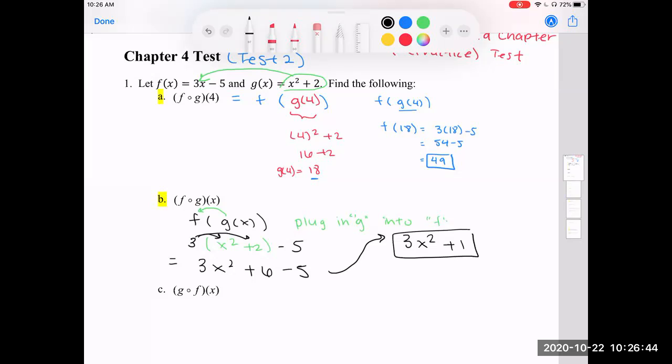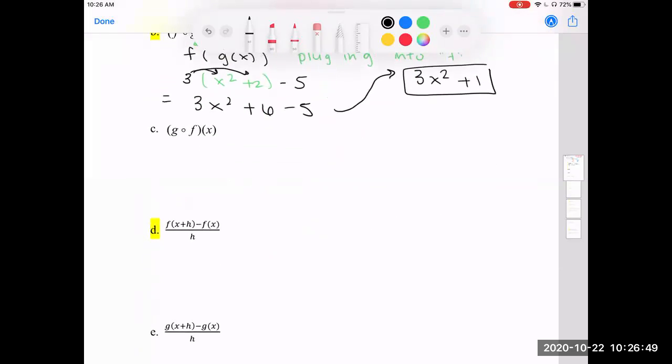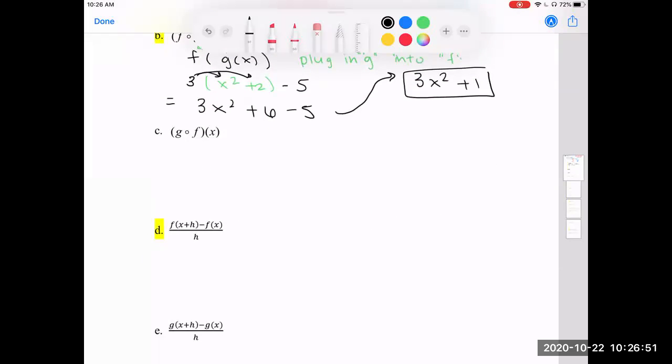Now another one, and you will see this for sure, is your next part, 1D. This is called difference quotient.